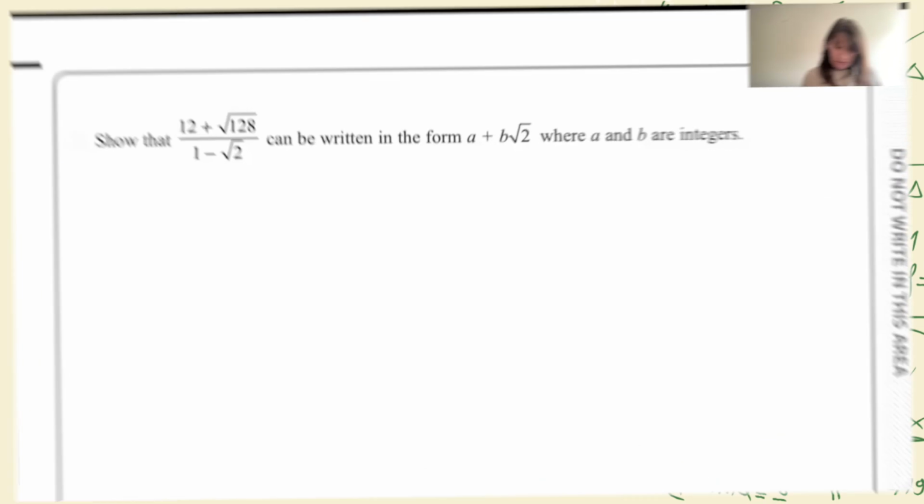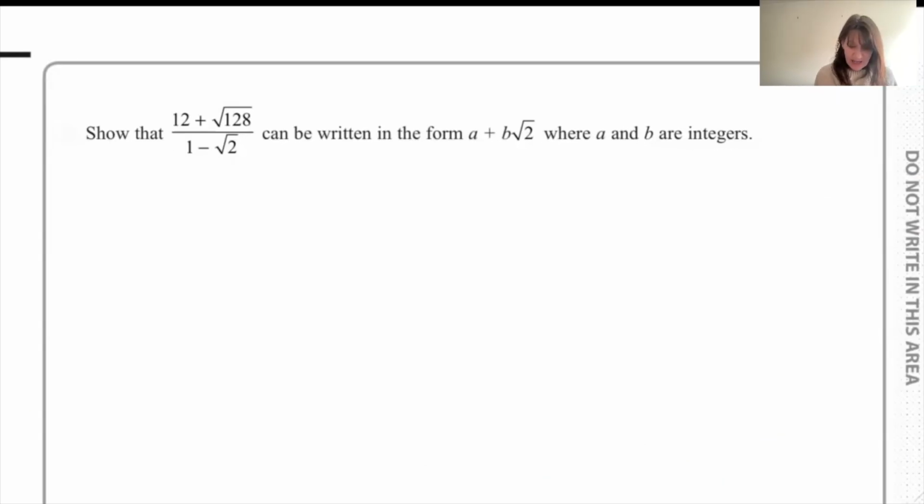So we're obviously looking at a surds question. It says, show that this can be written in this form. I really like these questions because it gives me an idea of what my answer should look like when I have finished. So I'm going to have a number here plus a number next to a root 2.